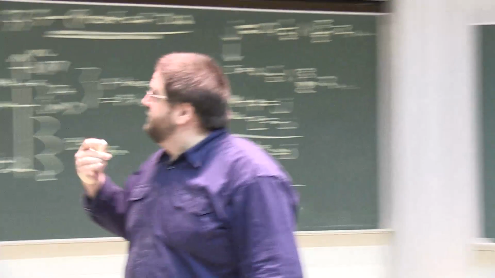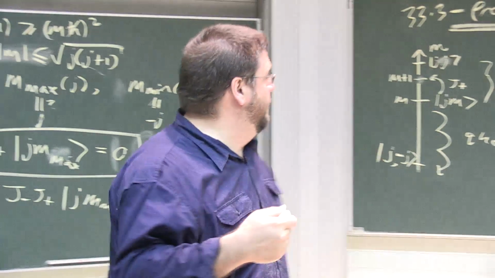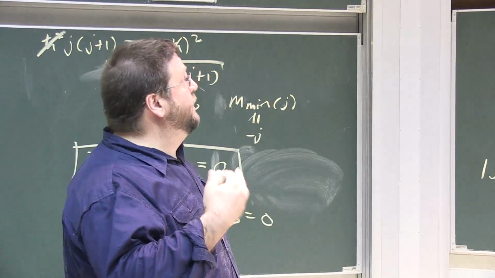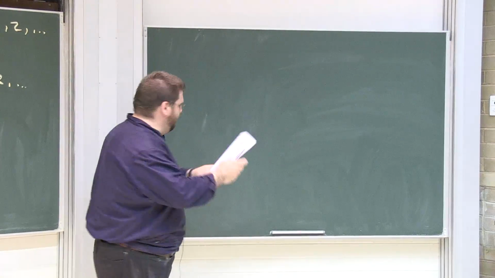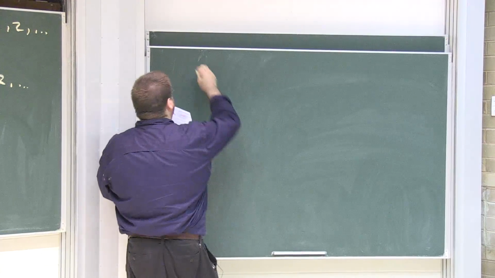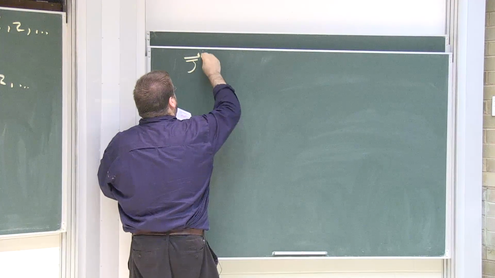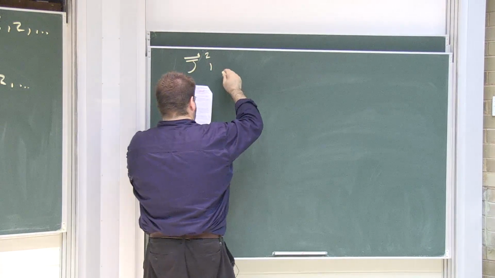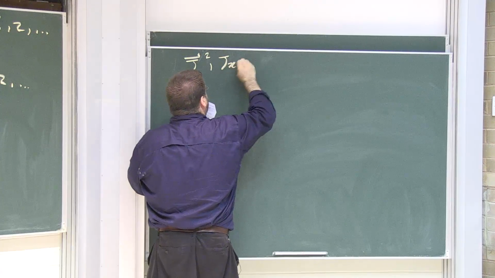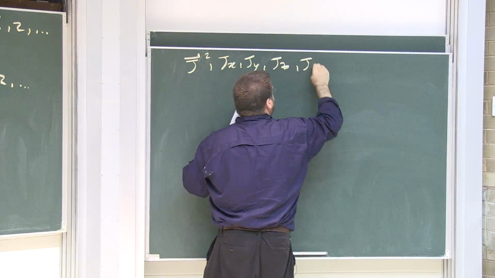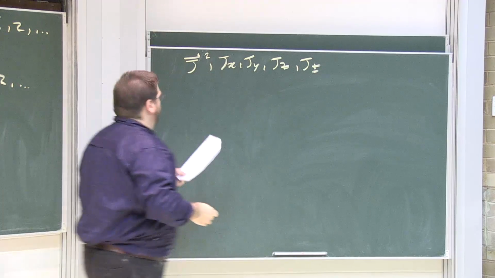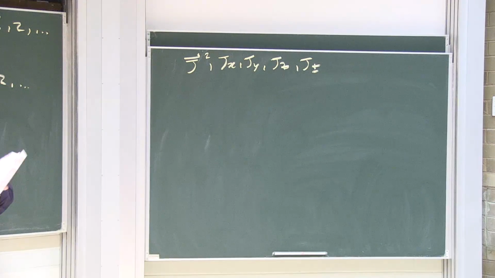So since we're seeking a matrix theory of spin, we need to represent our operators as matrices. What are our operators? Well, in the general theory of angular momentum, our operators are J squared, Jx, Jy, Jz. We've also got J plus and J minus. So these are the operators we need to work with.